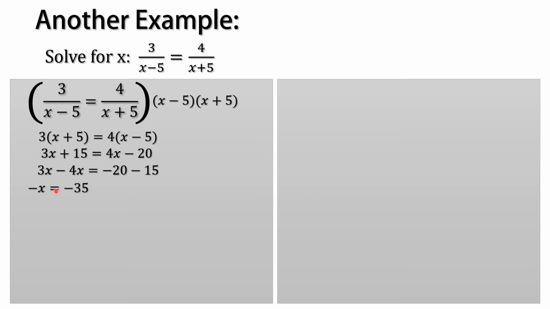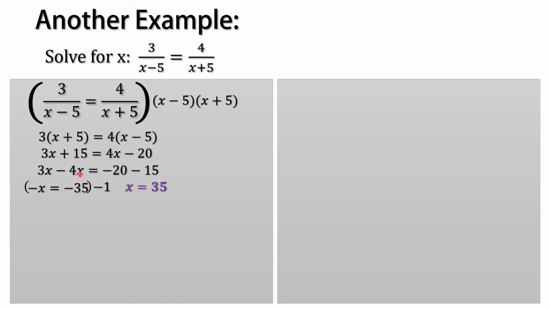So I just want to eliminate the negative sign on the variable x. So what are we going to do? All we need to do is to multiply both sides, or the whole equation, by negative 1. And the result is x equals 35. That is now the value of x.